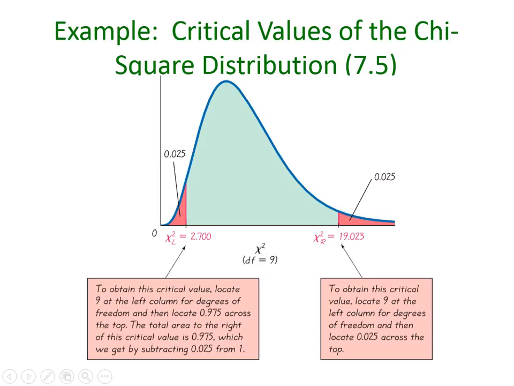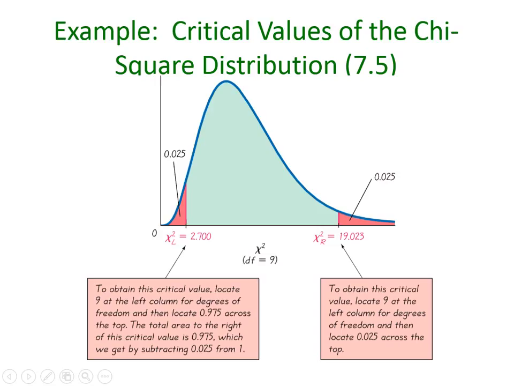If I want to figure out the 0.025 on the right tail first, the area to the right is 0.025. My degrees of freedom was 9, which meant there were 10 in my sample. And so what do we end up getting? Okay, 19.023.